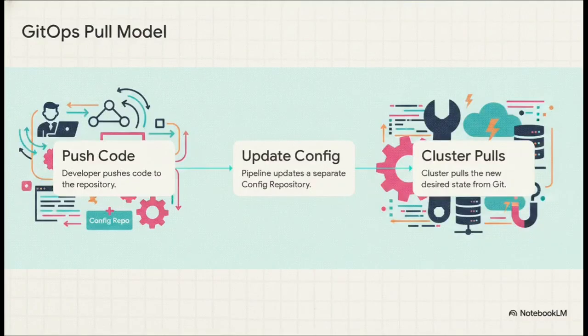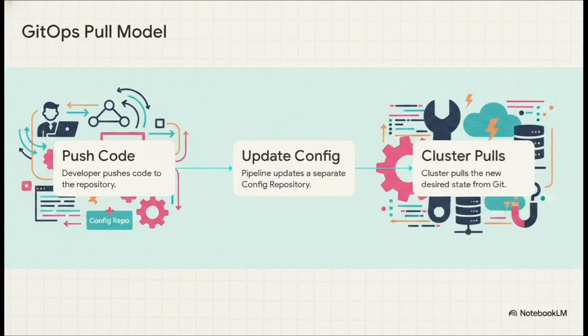Enter the GitOps pull model. Now, this builds on those first couple of steps, but it completely flips the deployment mechanics on its head. Step 1 is exactly the same. The developer pushes code. The CI pipeline still does its thing, it builds and scans the image, but right here is the absolutely crucial mechanical shift. The pipeline stops. Full stop. It does not touch the cluster.